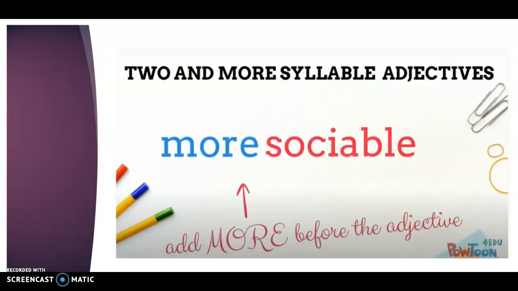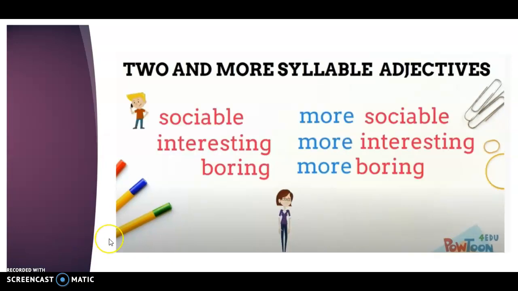The rule about comparatives says that if you have 2 or more syllable adjectives, you have to add more before the adjective. So, for example, sociable becomes more sociable. Interesting becomes more interesting. Boring becomes more boring.